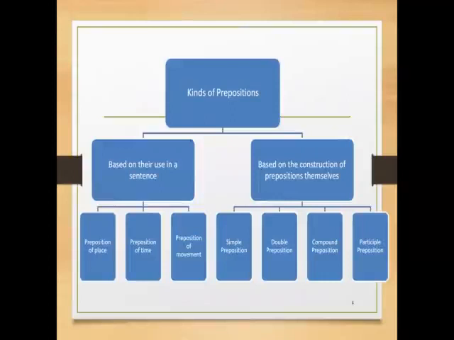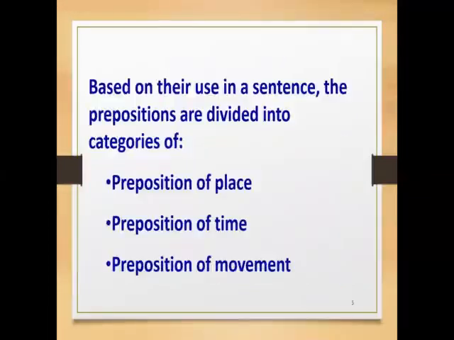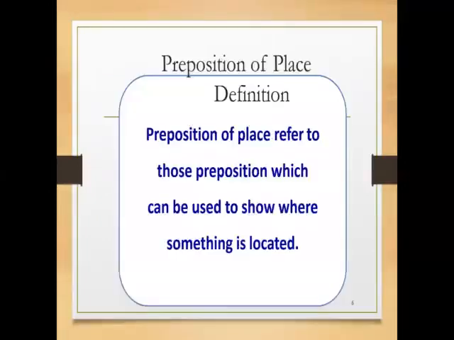There are two kinds of preposition. Number one, based on their use in a sentence. Number two, based on the construction of prepositions themselves. Based on their use in a sentence, the prepositions are divided into three categories. Number one, preposition of place. Number two, preposition of time. Number three, preposition of movement.